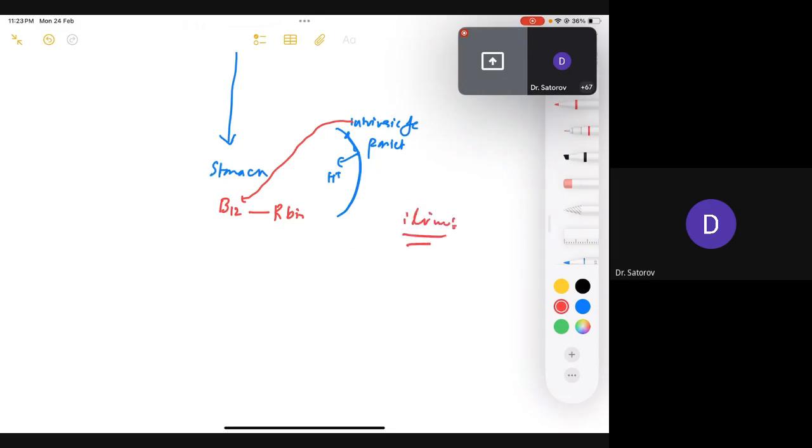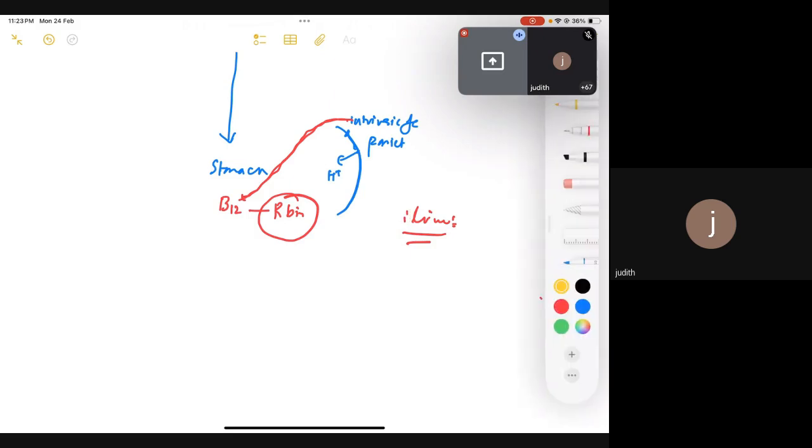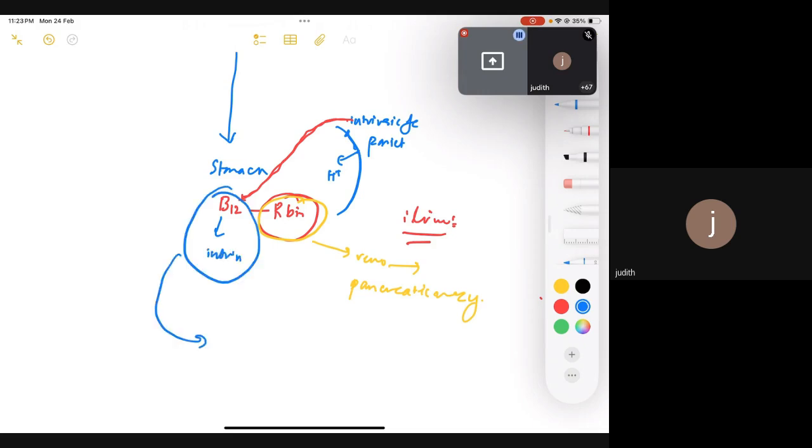But before intrinsic factor can bind with B12, first of all we have to remove R binder. How do we remove R binder? Pancreatic enzymes do that. Pancreatic enzymes remove the R binder, and then your intrinsic factor is going to be attached to your B12, and this complex is going to be reabsorbed in your ileum. And you need B12, as we discussed, for the pathways so that homocysteine does not build up, and for DNA synthesis. Is that clear?